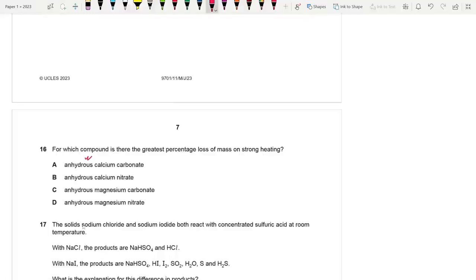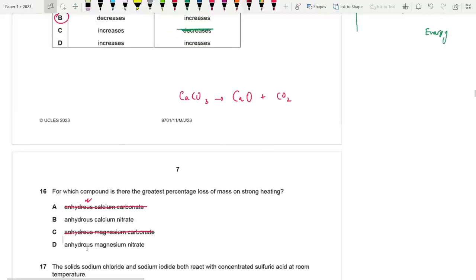So anhydrous calcium carbonate. So check this out. We have CaCO3, which breaks down to form CaO plus CO2. Honestly, this won't be the answer. This one and this one are less likely to be the answers because it's only splitting up into two parts. But for nitrates, it actually gives off nitrogen dioxide gas as well as oxygen gas, which is why B and D are more likely. I'll still show you here. So for which compound is there the greatest percentage loss of mass on heating? So percentage loss of mass.